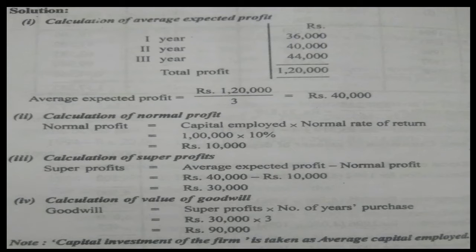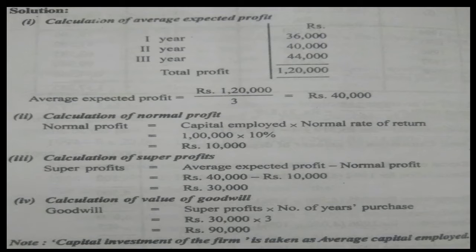See, 3 years' profit is given there. We add them together and divide by 3, which gives you the average profit, that is 40,000. Now, calculation of normal profit. We know the capital employed is 1 lakh. I told you that the rate of return for the risk involved is 10%. That is your normal rate of return. So that will give you 10,000.